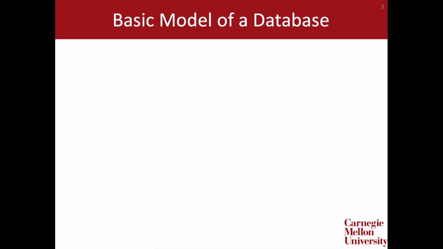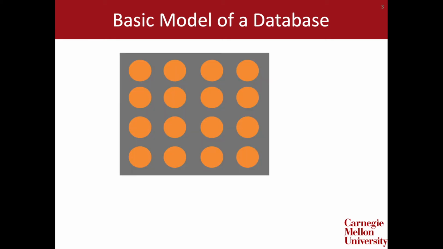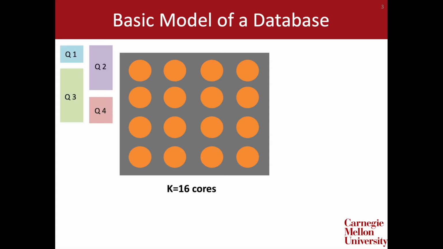To begin to consider this question, we'll construct a basic model of a database. Here's our database running on k equals 16 cores. This database is going to be tasked with processing some queries. We'll assume that queries arrive to the system over time with some average arrival rate like lambda queries per second. And when queries arrive to the database, they can be parallelized across many cores. Here I've drawn query 1, this blue query, being parallelized across all 16 cores.